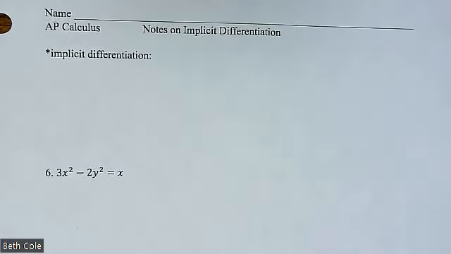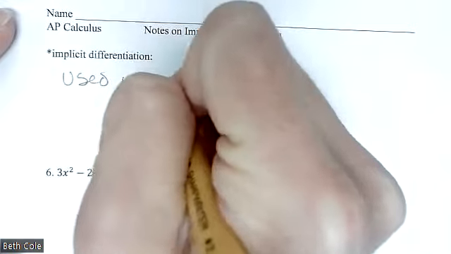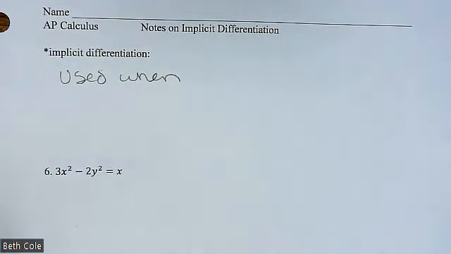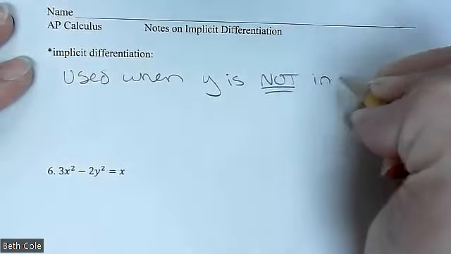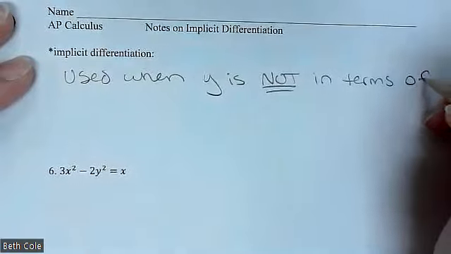So today's lesson is on how to do a derivative implicitly. So, implicit differentiation. I feel like half the battle is knowing when to use what method. It is used when y is not in terms of x.